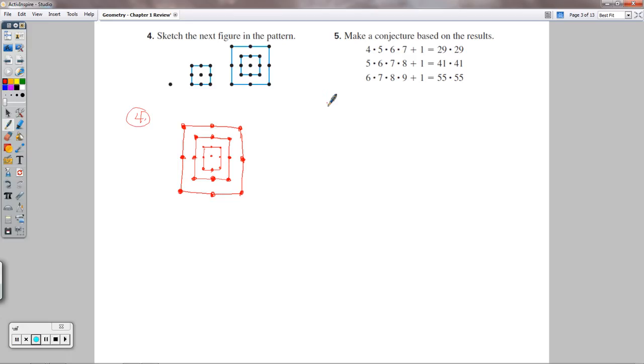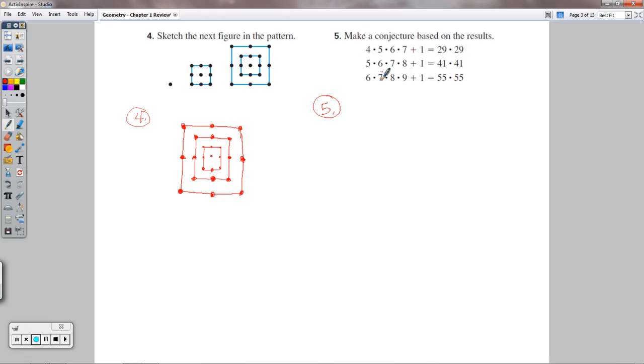Number 5, this one looks a little tricky. Make a conjecture, so make an educated guess based on the results. A conjecture, in this case, educated guess, that's a hypothesis, you can say that too, but make a conjecture. But it has to actually work in each case too. We aren't just saying this is a guess, it worked for one. We have to check and make sure it actually works for all of these.